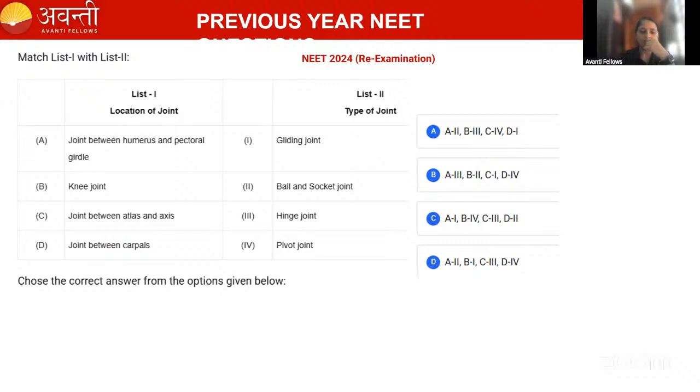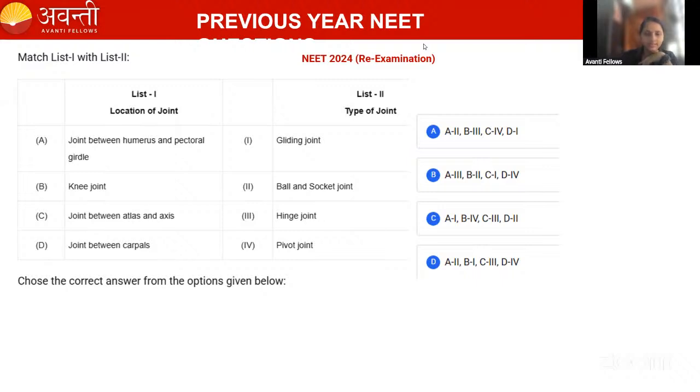Here is a match the following question. Kindly go through this. The joint between the humerus and pectoral girdle, knee joint, the joint between the atlas and axis, the joint between the carpals. Here I am launching the poll. You can answer me in the poll, and meanwhile you can also answer in the chat box. Very good. If you are not answering in the poll, kindly give me your answer in the chat box, guys. I'm ending the poll and sharing the result.